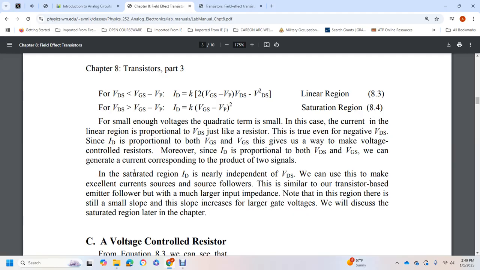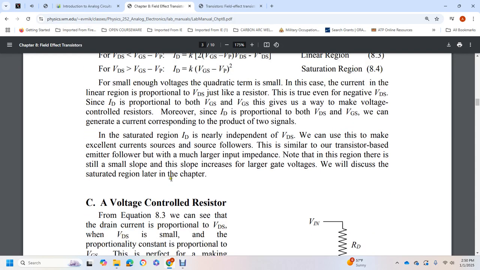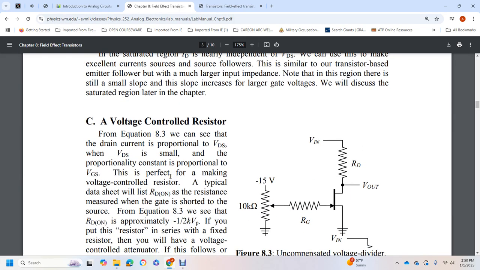In the saturated region, the drain current is nearly independent of the voltage drain-source. We can use this to make excellent source followers that are similar to our transistor-based emitter follower, but with a much larger input impedance. Note that in this region there is a small slope, and the slope increases with larger gate voltage. We'll discuss the saturated region later in this chapter. See the IC voltage-controlled resistor.